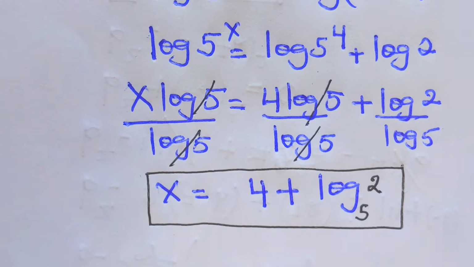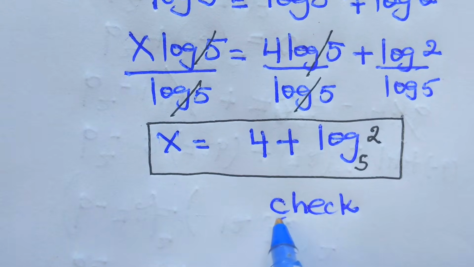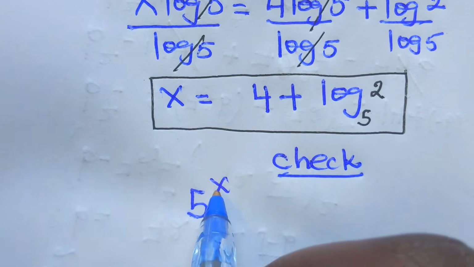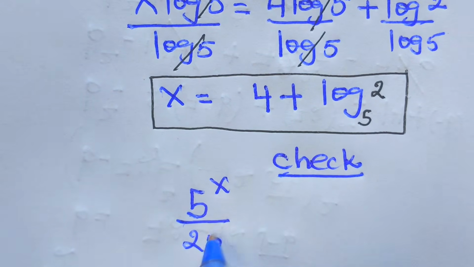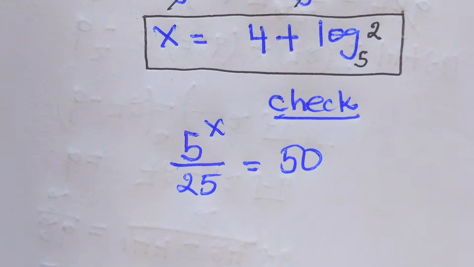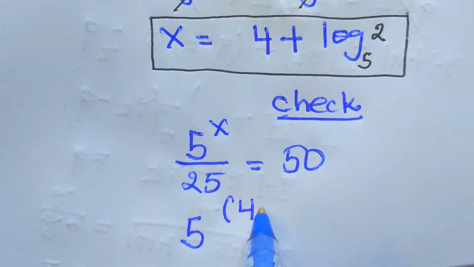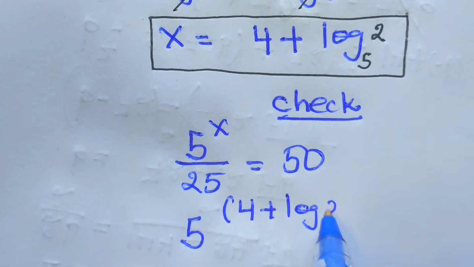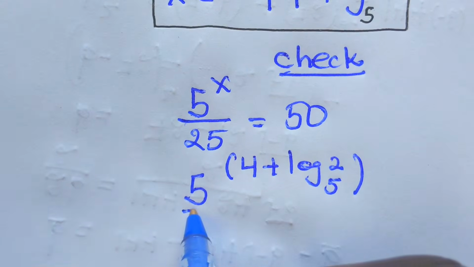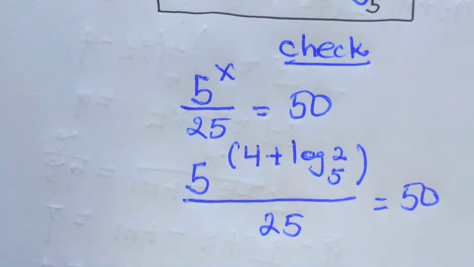And always, as I told you, you have to check if the answer is correct. So we have to copy, as you know, 5 power x over 25 equal to 50. And of course here, what should we do? We have 5 power 4 plus logarithm of 2 to the base 5, right? And here over 25, and the answer should be equals to 50.